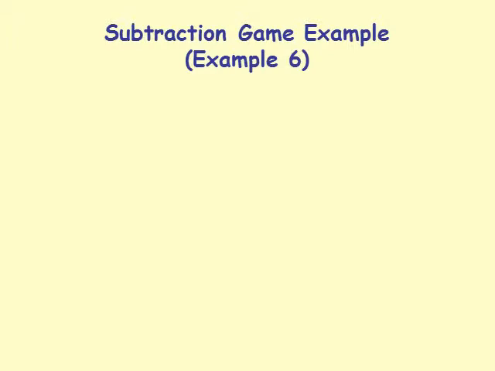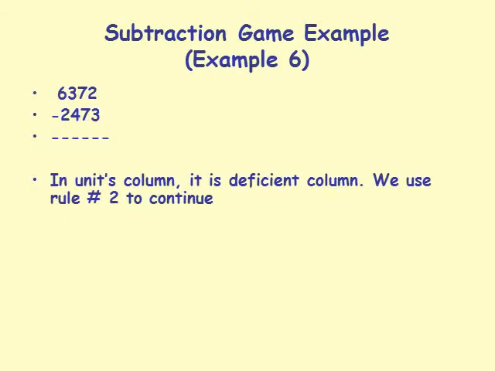Okay, let's look at another example, please. The example this time is 6372 minus 2473. We would do the same thing again, analyzing one column at a time, starting from the units place. In the units place we have 2 minus 3, which is a deficient column. At 2, our player is outnumbered by the opposing team's player in the same place, and we would need help.